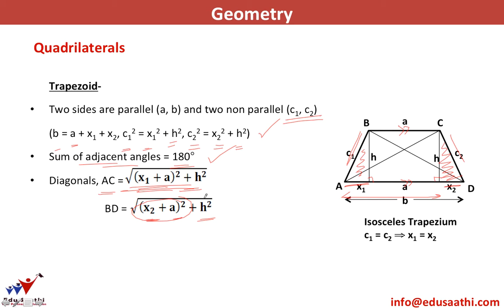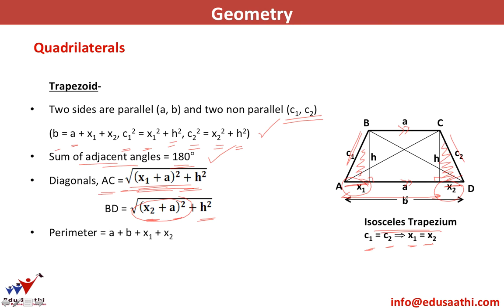The diagonals are not equal in the case of a trapezoid. Only if x1 and x2 are equal, such a type of trapezium is known as an isosceles trapezium. If x1 and x2 are equal, or I should say C1 and C2 are equal, then only the lengths of the diagonals AC and BD will become equal.